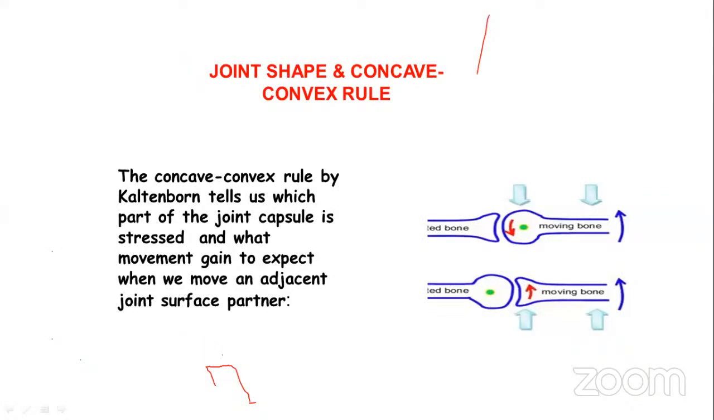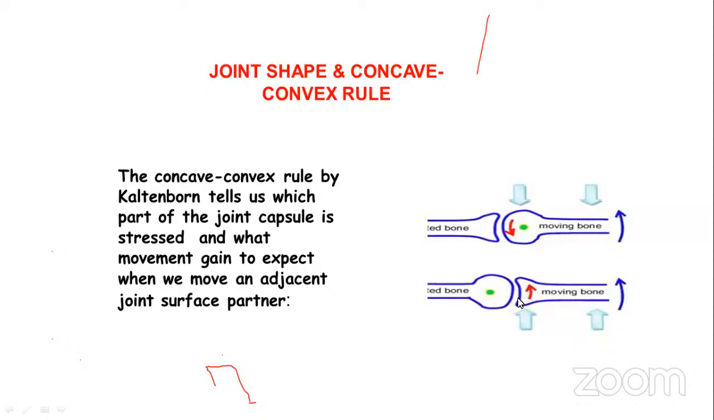So if you are moving my humerus, okay, let me just bring diagrams so that you will understand. Then let's talk about the concave rule. The concave rule is the one at the bottom. You see that the red arrow is now on the tibia, which is concave shape.